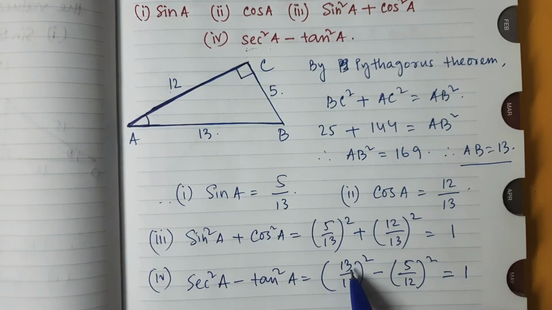13 square is 169. It is 144. Again, this is 144 and this is 25. So if you calculate, it will be 1.